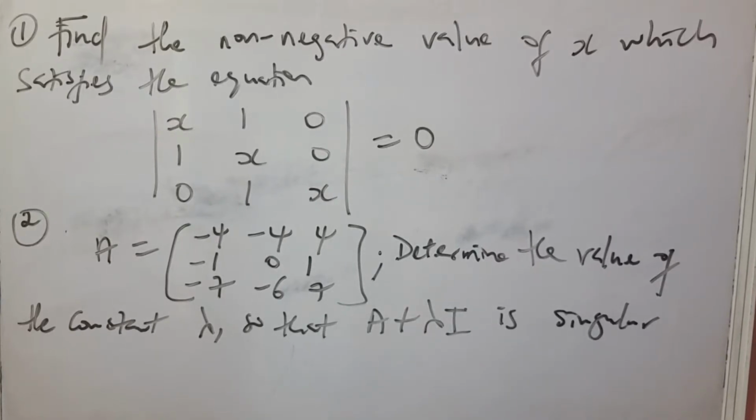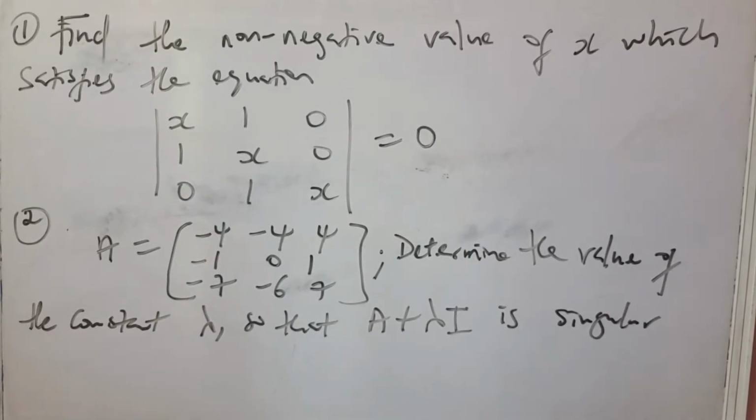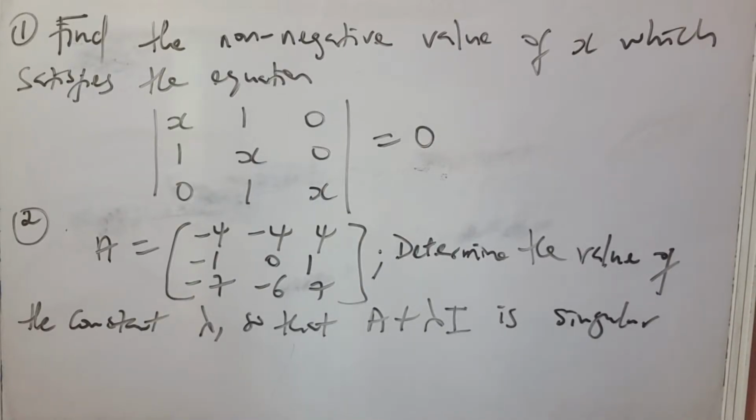So do we have an answer for question number 1? 0 and 1. Somebody, okay, Jimmy, you said 0 and 1. 0 and 1. Are you sure about that? Okay, let's try and solve together.